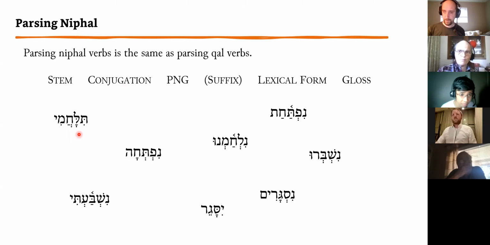Conjugation: what's the imperfect because of the prefix? Yes. And then PNG, person, number, gender. Oh no, this is the challenging part. First person? Nope. It's masculine? Nope. I need help here. What does the T tell you? Second person, generally.